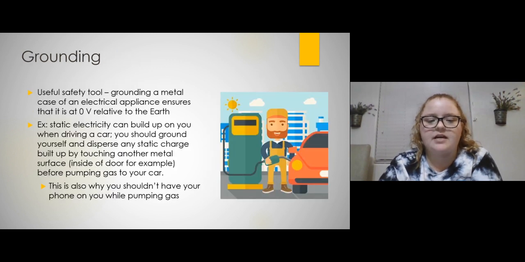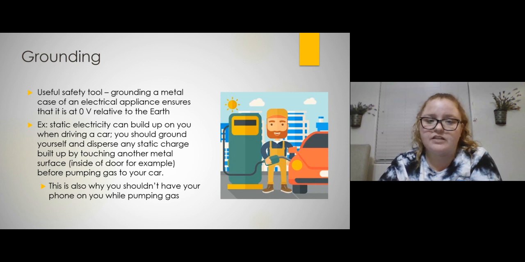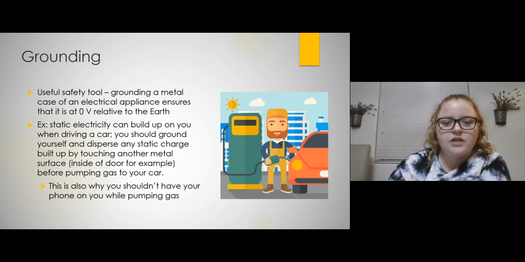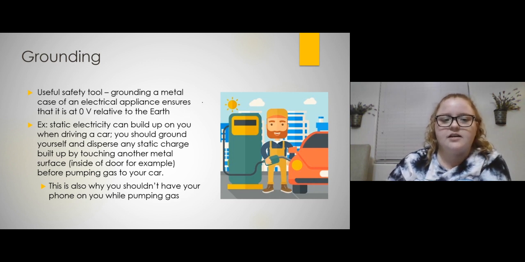This is a concept that maybe you already know about, called grounding. It's useful for safety. You can ground yourself to a metal object. Grounding a metal case of an electrical appliance ensures that it is 0 volts relative to the earth. This sounds very obscure, but let me give you an example.